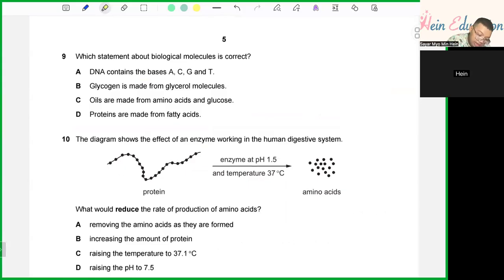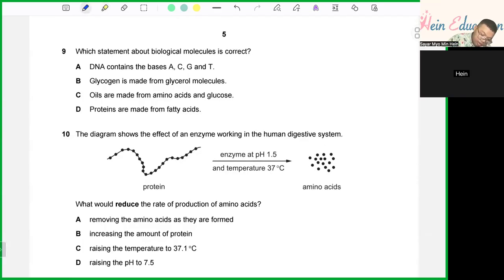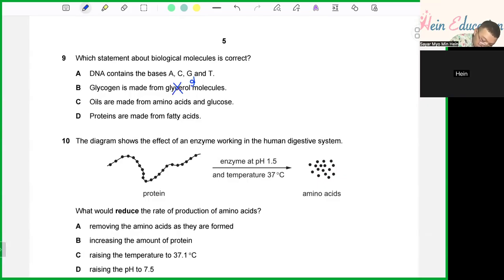And number 9, which statement about biological molecules is correct? DNA contains the bases ATCG. Okay, this might be the answer. Number B, glycogen is made from glycerol molecules. Not glycerol, it should be glucose molecules. Oils are made from amino acid and glucose. No, fats are made from fatty acids and glycerol. And proteins are made from fatty acid. No, proteins are made from amino acids. So the correct answer is number A.